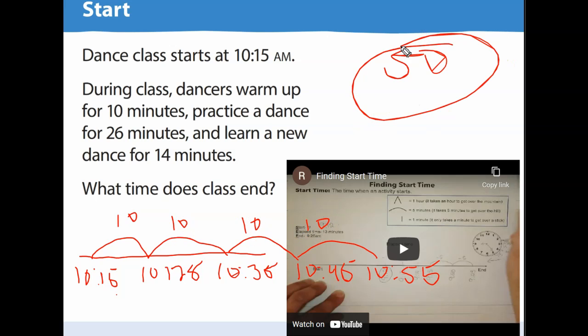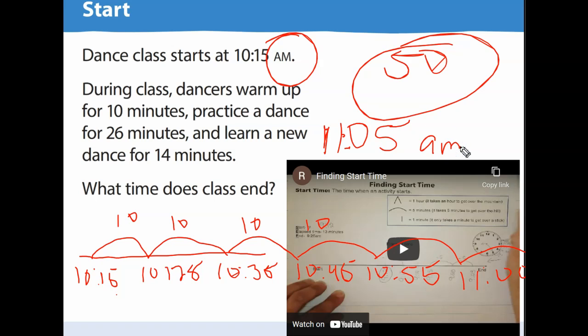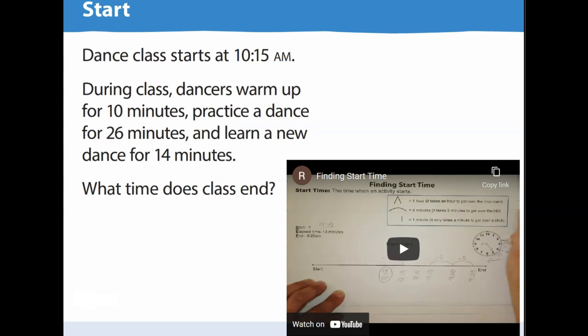Now that's 10, 20, 30, 40. But how much was the whole class? 50. So I need to add 10 more minutes, right? I'm going to add those 10 minutes, but in 5 minute increments. So 10:55 plus 5 more minutes, 11 o'clock. Plus another 5 minutes, 11:05. So when did the class end? 11:05 what? A.m. All right. Sweet.